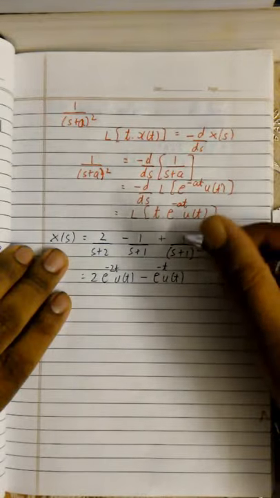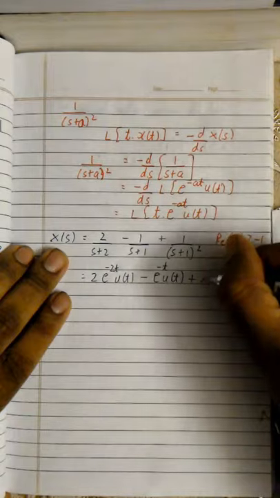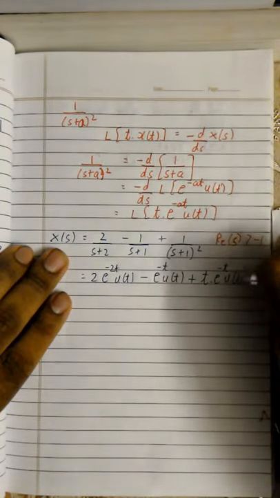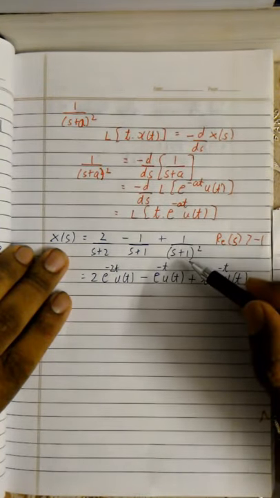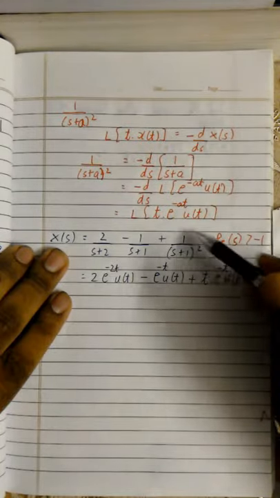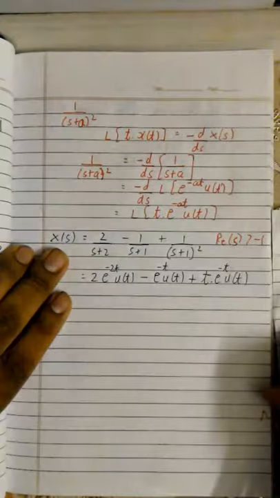And the Laplace inverse of this, as you have already found out, is nothing but t into e raised to minus t u of t. Here also the pole is s is equal to minus 1, and real part of s is greater than minus 1. So this is also a right-sided signal. So all are right-sided signals. Okay, this is your answer.